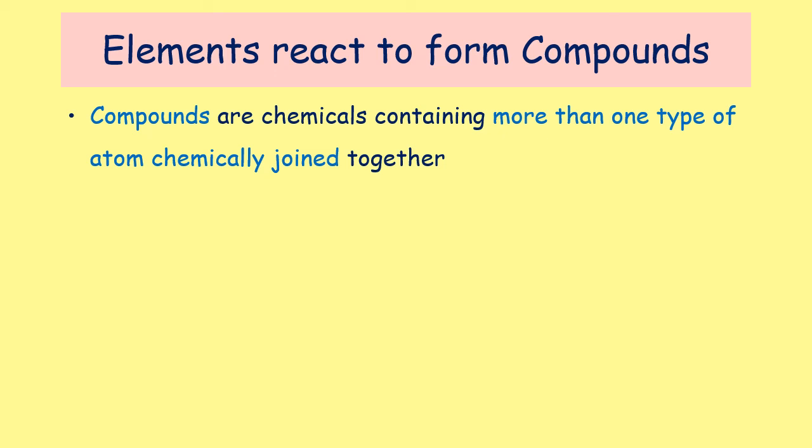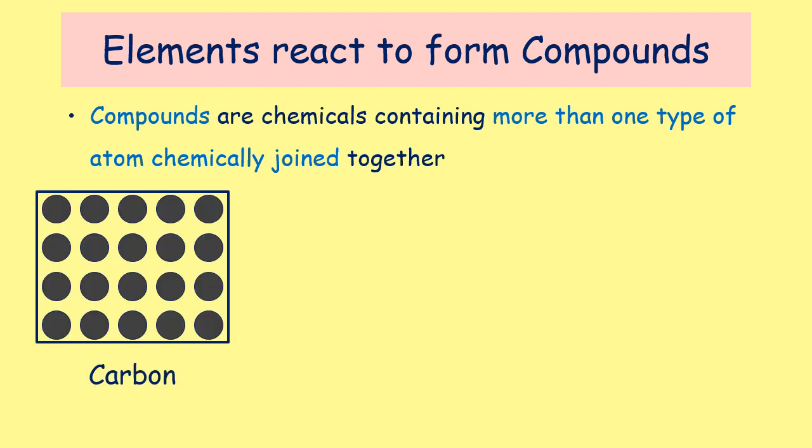And the specific definition is that a compound contains more than one type of atom chemically joined together. The important words in that are more than one type of atom, and you need to say that they are chemically joined together. And that means a chemical reaction has happened. And we'll look at chemical reactions in another lesson. We need to know that a compound is made through a chemical reaction of elements, and a compound contains more than one type of atom chemically joined together.